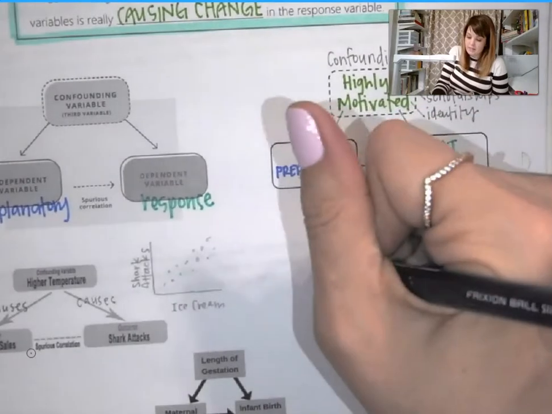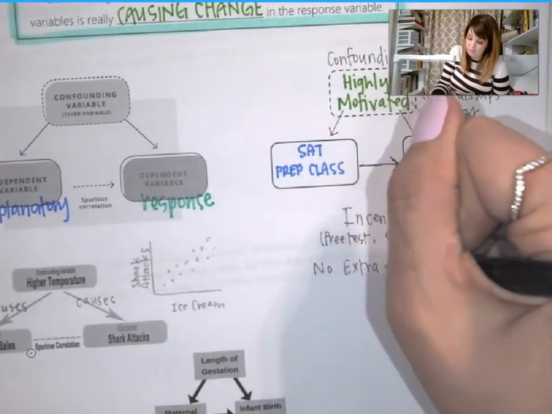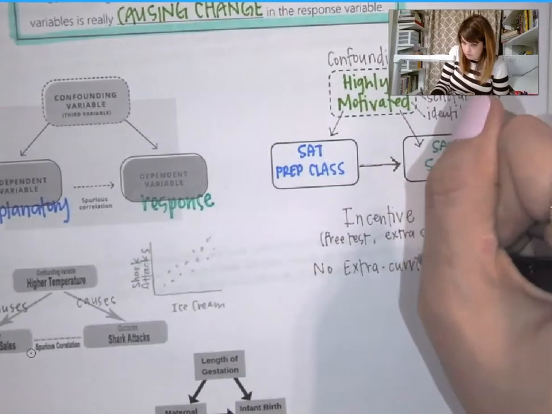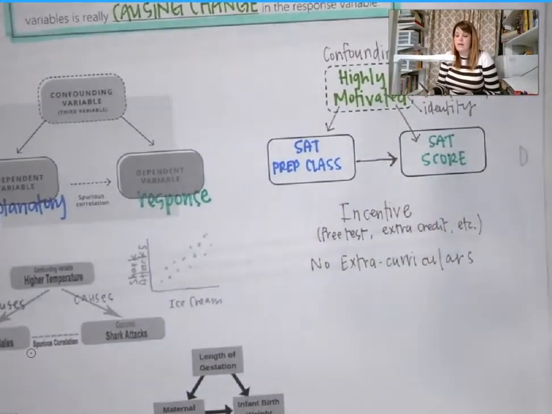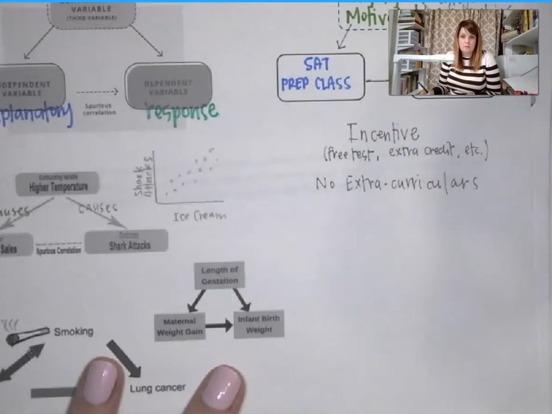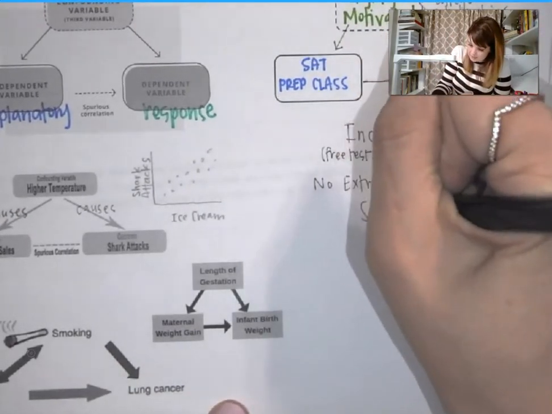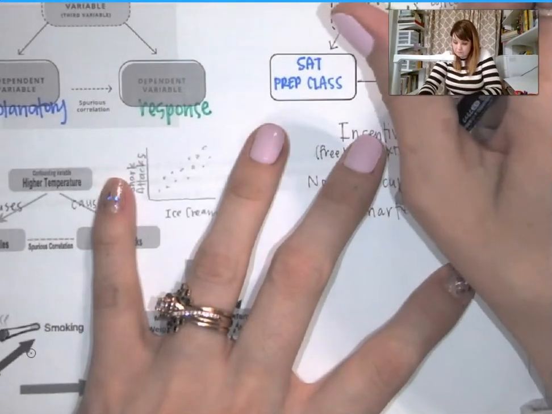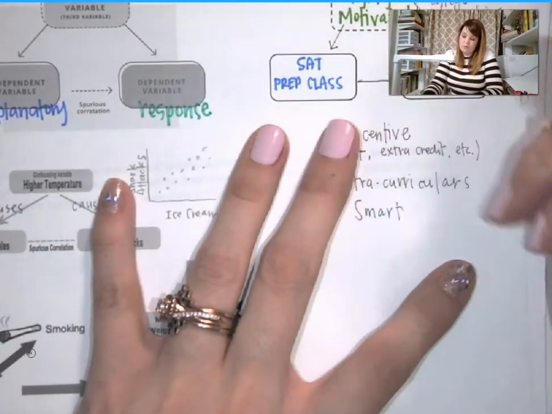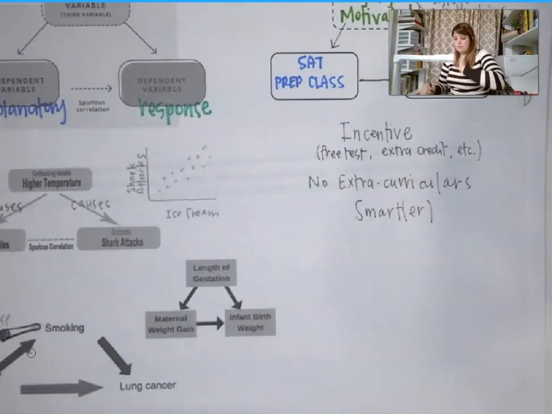Another one is that the students have no extracurricular activities. Because I believe this is an after-school prep class. And then the last common one that I see is that these kids are smart. Smart or smarter. So let's just go in order and see if these are confounding.